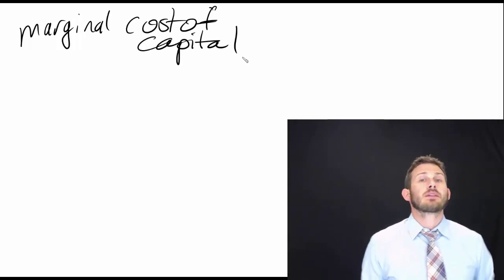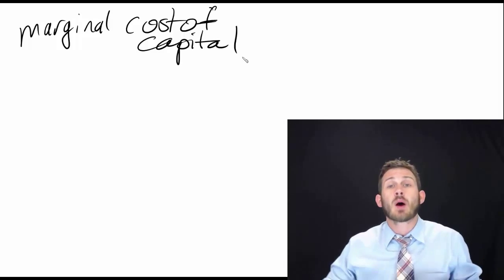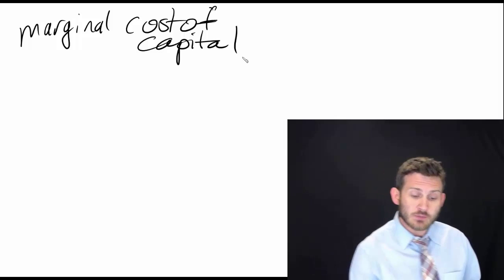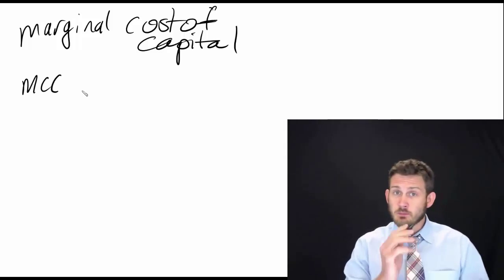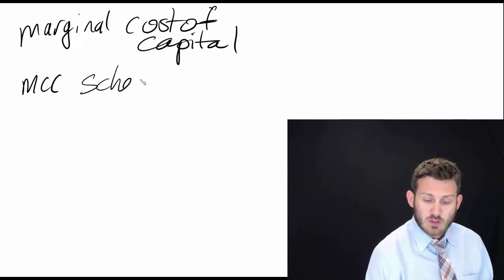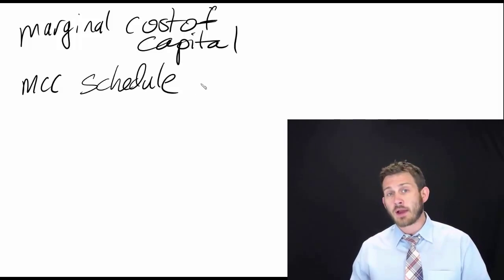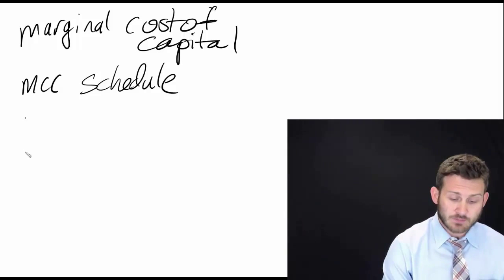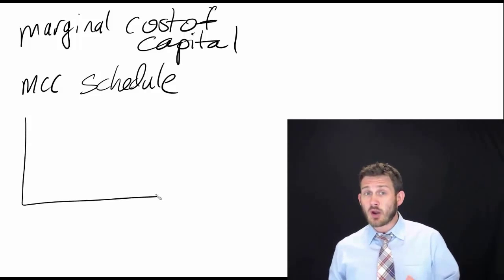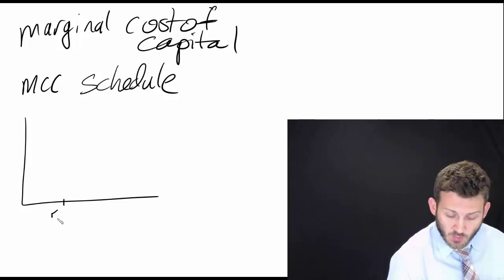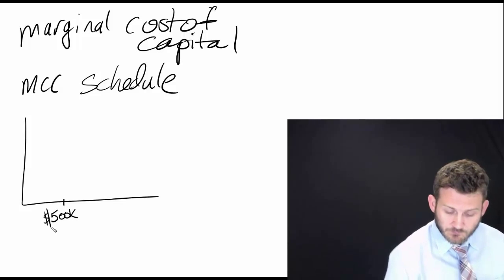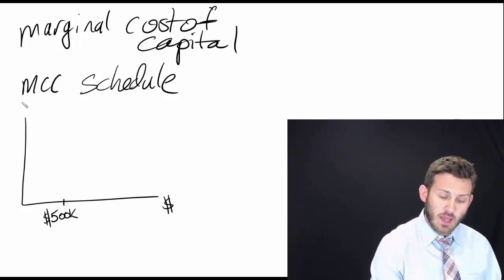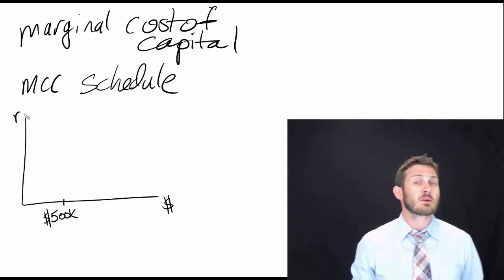So what we're looking at here is that as my company borrows more and more money, we face a higher interest rate, okay? So we're going to refer to this as our MCC, marginal cost of capital schedule. Essentially, this is going to be a graph where we graph out each of our individual marginal costs of capital. So we will start our graph by looking at our company. Let's say that my company can borrow $500,000. On our horizontal axis is the amount borrowed, in dollars. Our vertical axis is the rate of return, the interest rate that we can borrow at.